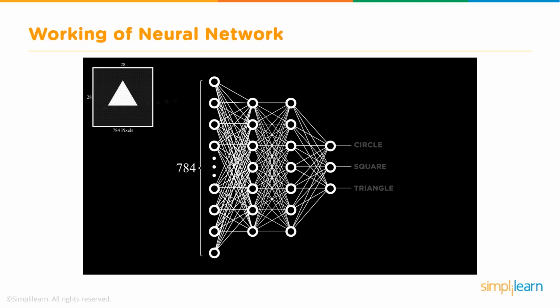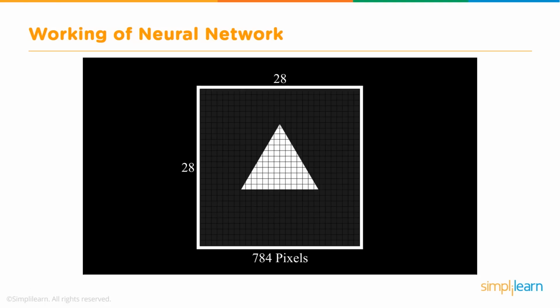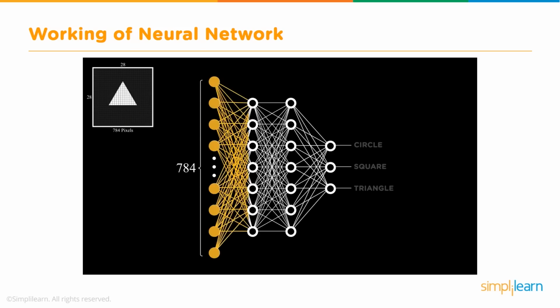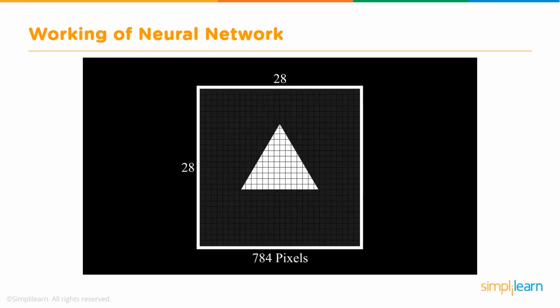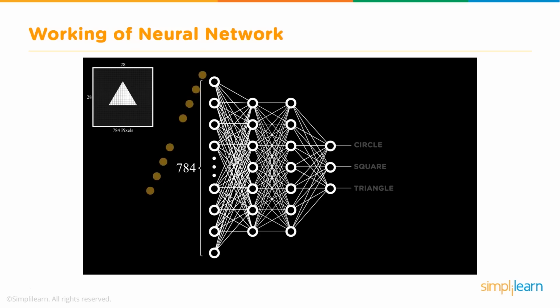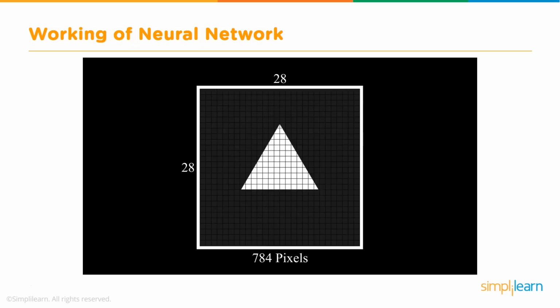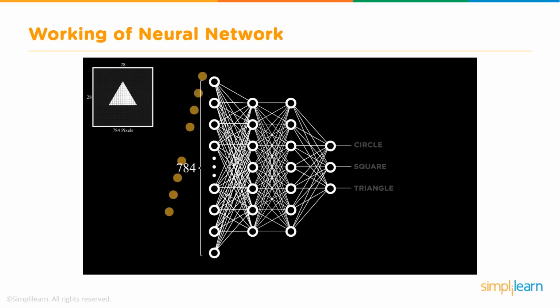Now we will take a look at a triangle in the same way. If you feed another image consisting of a triangle, this is the training process. Now we have trained our neural network to classify these images into a triangle, a circle and a square. So now this neural network can identify these three types of objects.